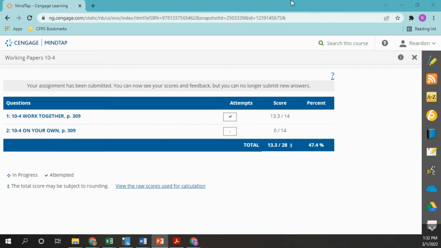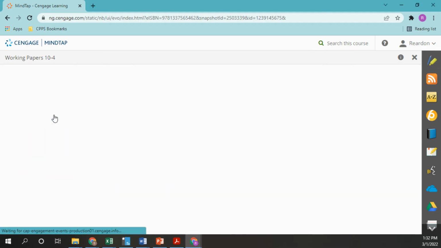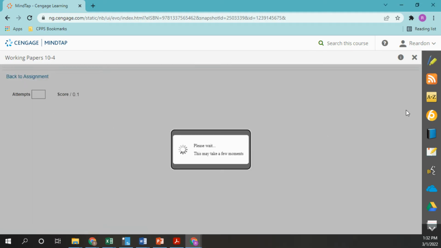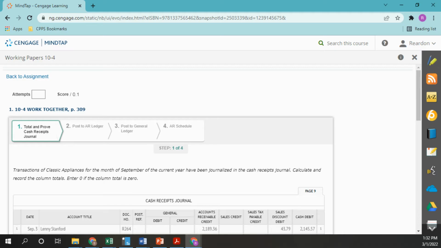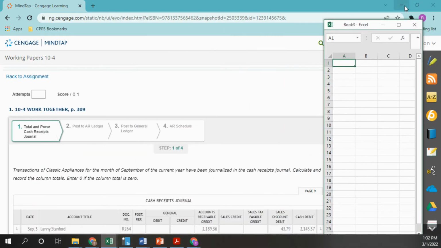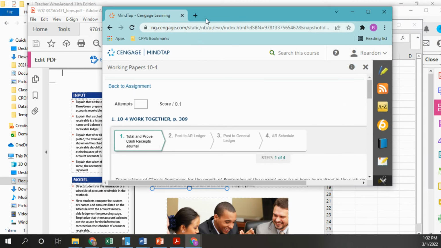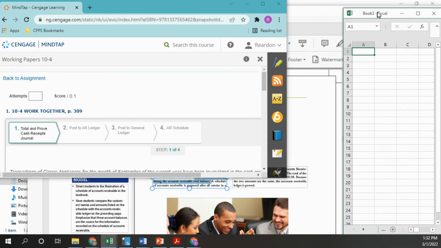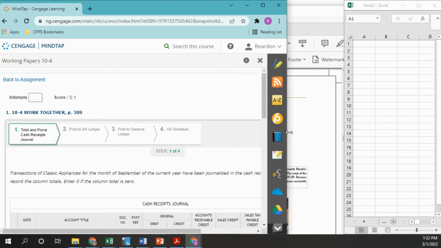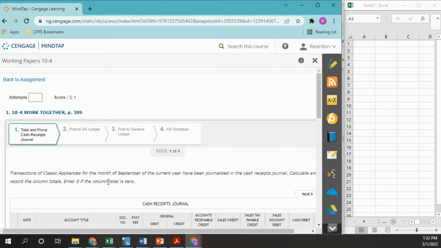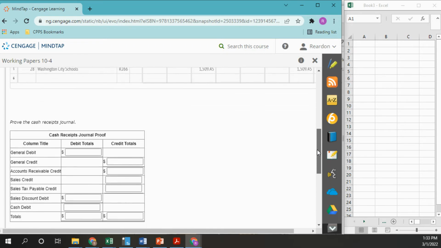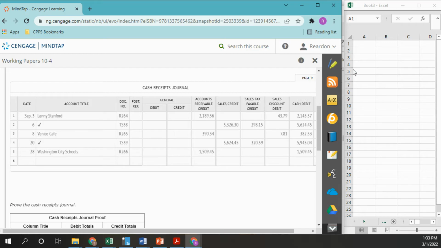All right, so enough of that. Let's go to MindTap 10.4. I'm going to get my handy dandy adding machine out and have it ready. And first of all, we've got total improved cash receipts journal. So I need to total my columns. I'm going to do some adding here.